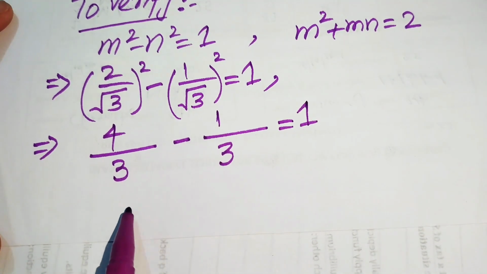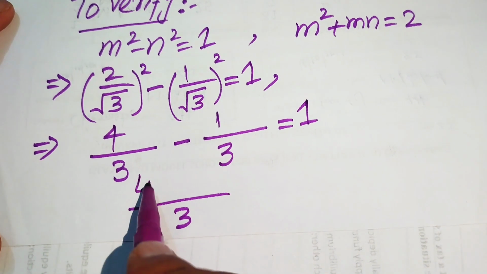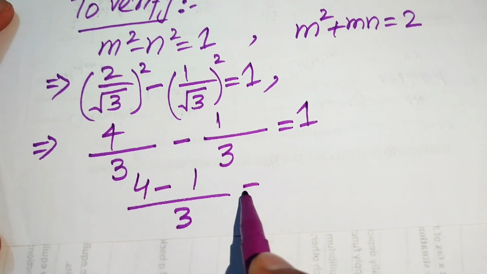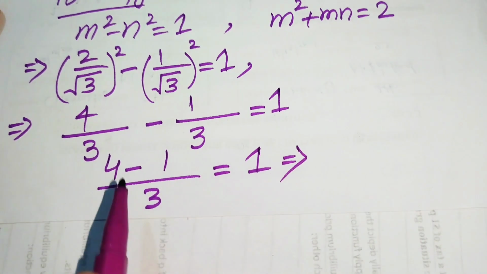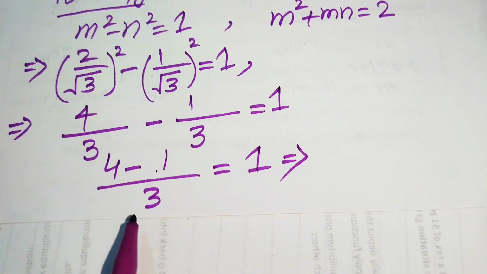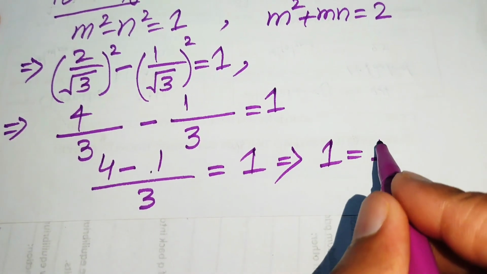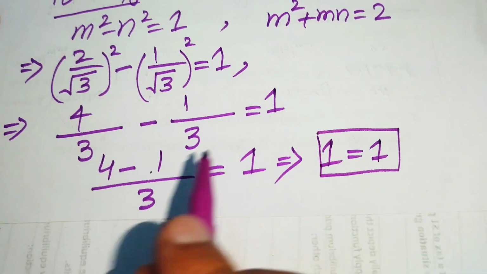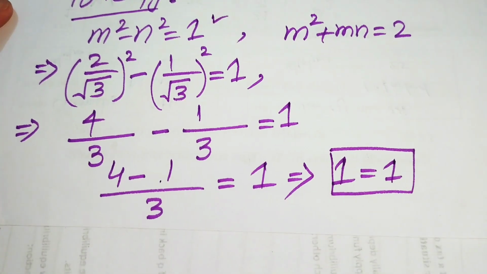Here we need the LCM, and when you take it, it is written as 4 minus 1 divided by 3, which equals 1. So 4 minus 1 is 3, and 3 divided by 3 equals 1. This shows that 1 equals 1. It means that the values of m and n satisfy our first given equation.